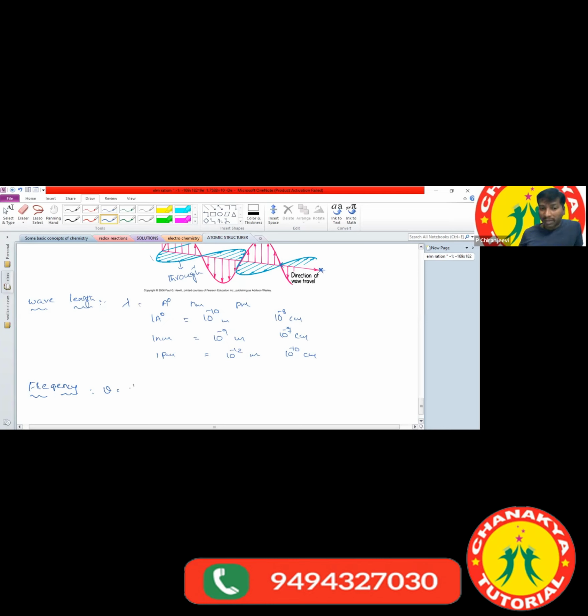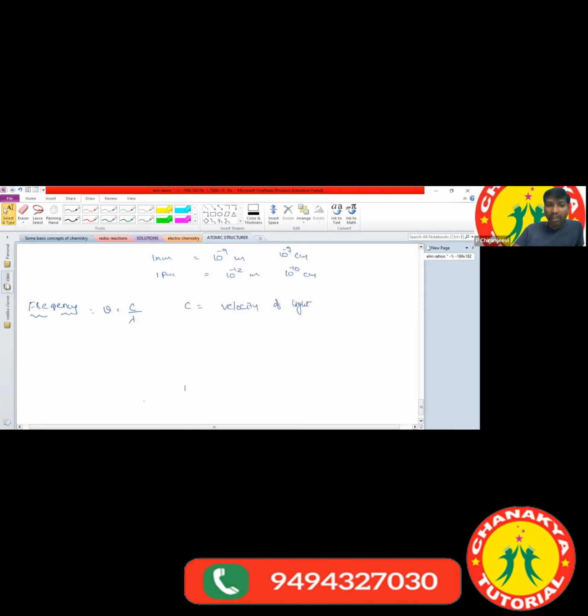Frequency nu is equal to c by lambda. Here c is the velocity of light and lambda is the wavelength. Then, wave number.